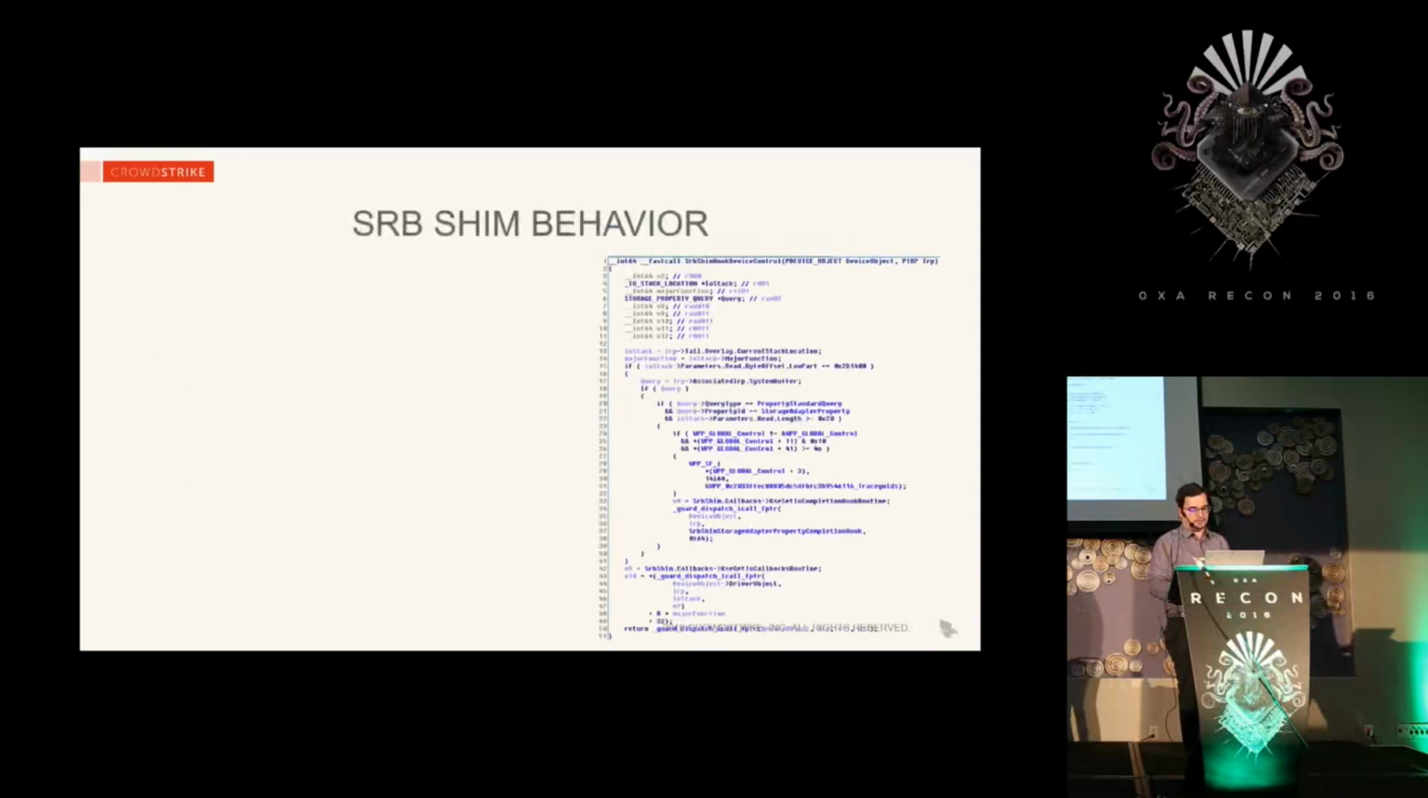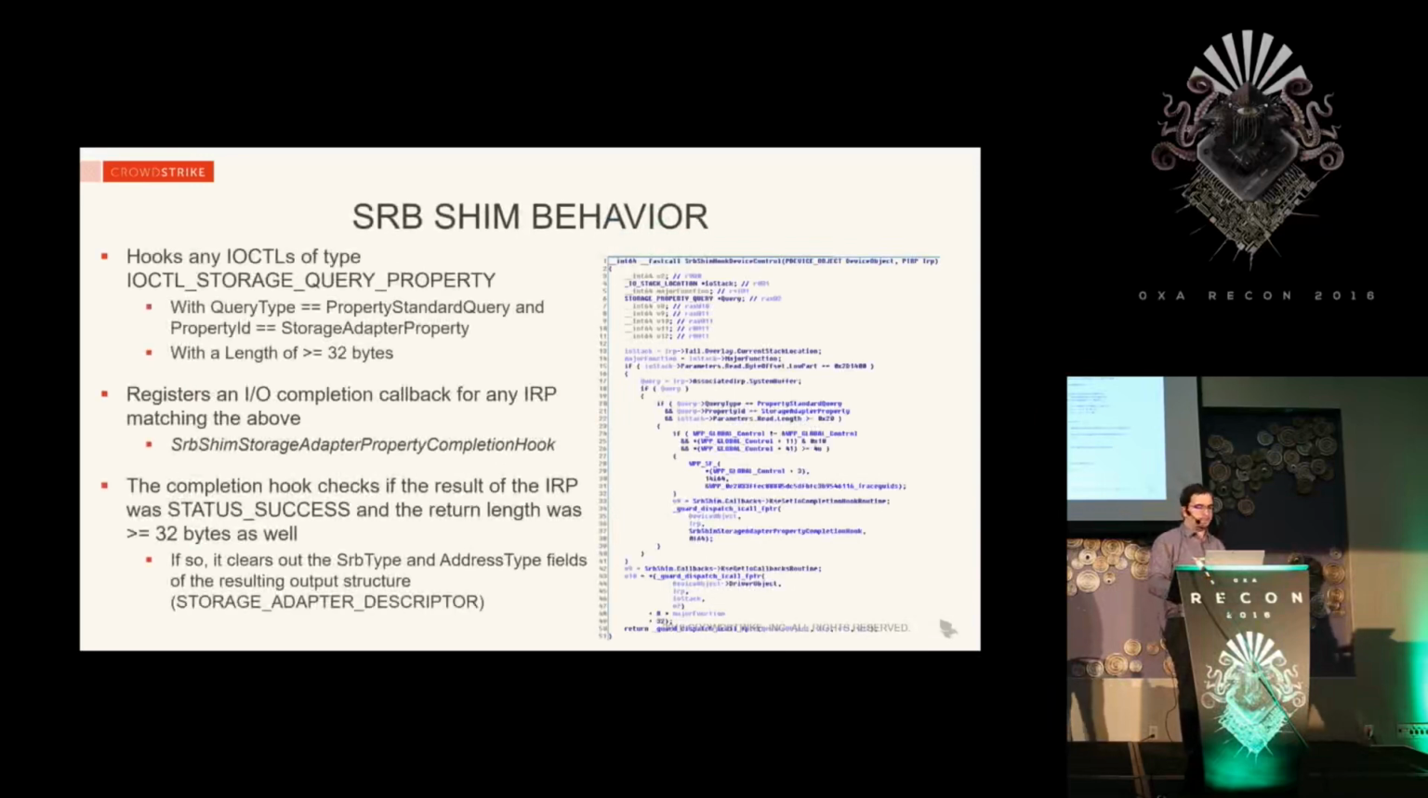So SRB shim, what is it then doing? It's basically for any ioctl that's IOCTL storage query property. If you're querying a standard property, the property ID is storage adapter property, and you're expecting 32 bytes or more, then it's going to target this IRP. It's going to say, all right, this IRP is interesting, so I want to register a completion callback or a completion hook. So when the IRP completes, I want to be notified.